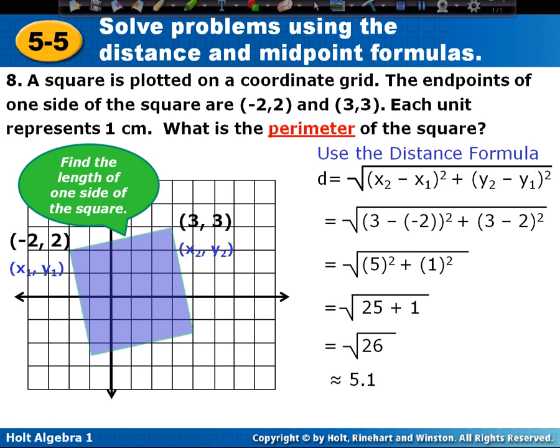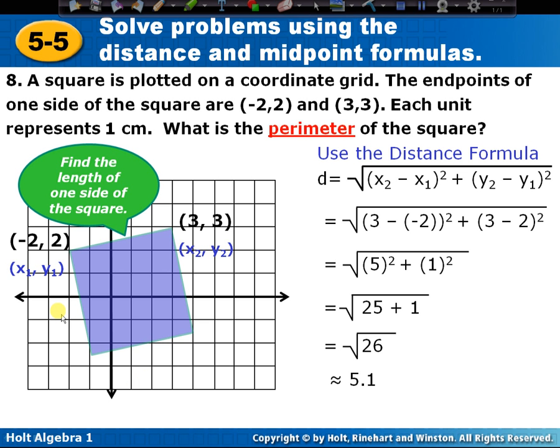Now, I'm not finished with the question that they asked me. They didn't ask me just to find the distance from (-2, 2) to (3, 3). They asked me to find the perimeter of the square. So all I've found right now is my distance from here to here. But I know if this one is 5.1, then this one is 5.1, the one down here is 5.1, and so is this one over here.